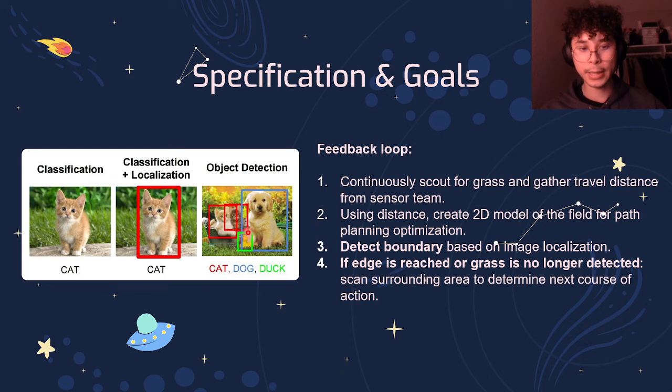And my idea is just that, if say we lose the localization box, right? If this little box becomes too small, then we can safely assume that we have reached an edge and that the grass is no longer detected. So we'll try to determine the next course of action, like maybe do a spin so that we can scan the surrounding area. And as it does that, if it detects grass again, then of course it's going to approach that grass and then again gather the travel distance. So yeah.